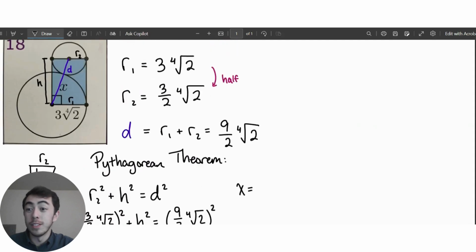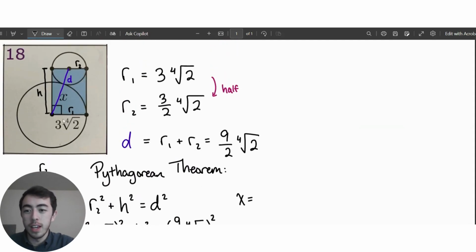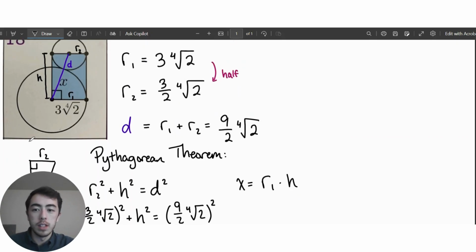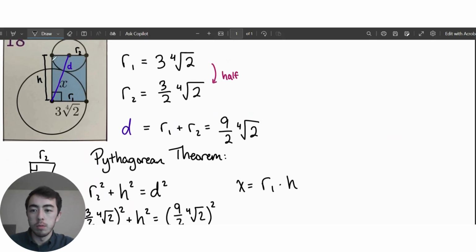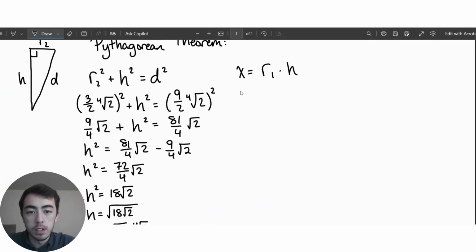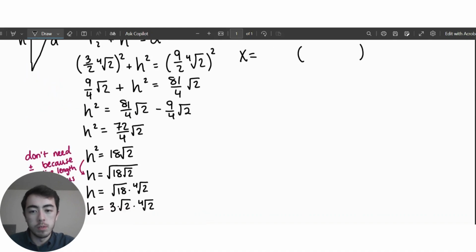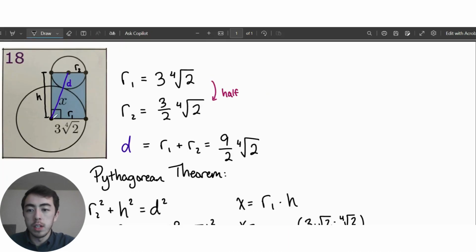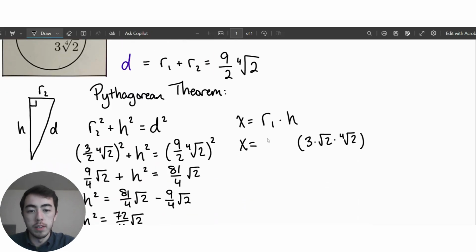And this distance is very important to find my x. X is the area of this rectangle, and I can do base times height to get the area of a rectangle. The height is just going to be h, and I solved for that earlier. I will substitute in 3 times root 2 times the fourth root of 2. And the base is going to be this original distance that we were given at the very start: 3 times the fourth root of 2.